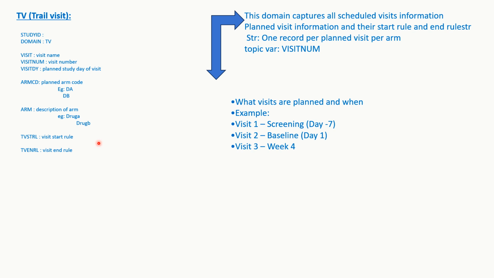In trial design domain, the third domain will be TV domain. TV is nothing but trial visit domain. Okay. So this domain captures all scheduled visit information. Like planned visit information only we will capture in TV domain.